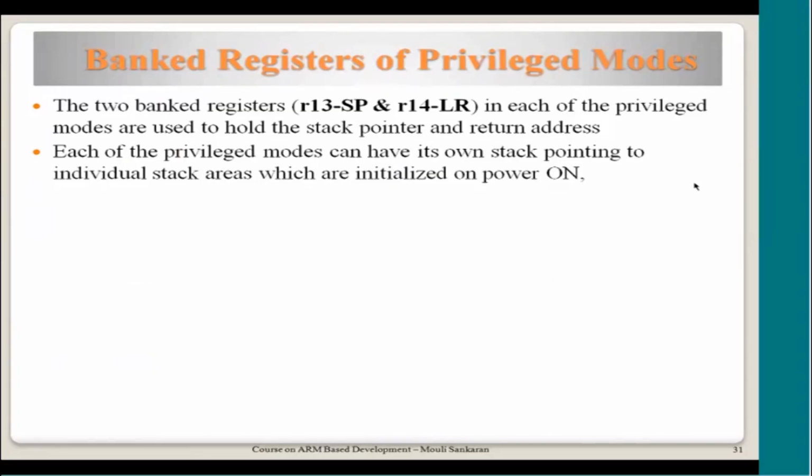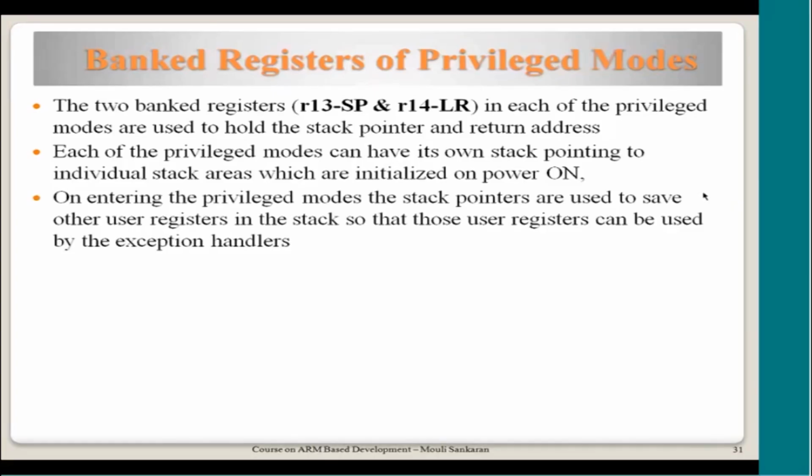So it can point to a different memory location, and the saving and restoring of registers can happen with those stacks. Each of the privilege modes can be initialized with different stack addresses, so that they all point to different stack addresses, and any saving of registers can be done based on the mode. We will talk about this in more detail in the subsequent lectures. It is better if you understand that it is provided for the sake of saving the registers which are used by those privilege mode functions.